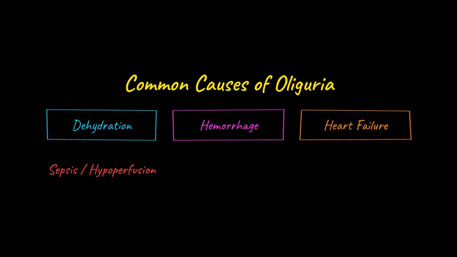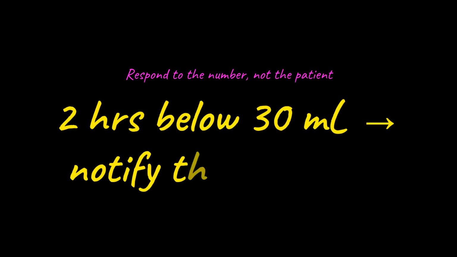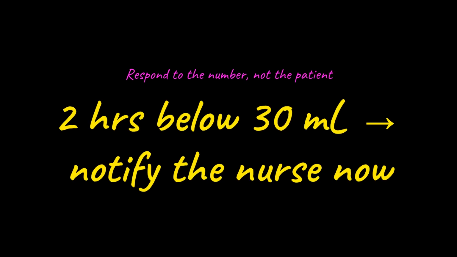In heart failure, adding fluid can worsen elevated filling pressures, and in renal failure it may not be excreted at all. The key exam principle is this: the output number is the clinical signal. A patient who feels fine can still be in early hypoperfusion. 2 consecutive hours, each below 30 milliliters per hour, means the PCT notifies the nurse promptly with the 2-hour totals and latest vital signs in hand.